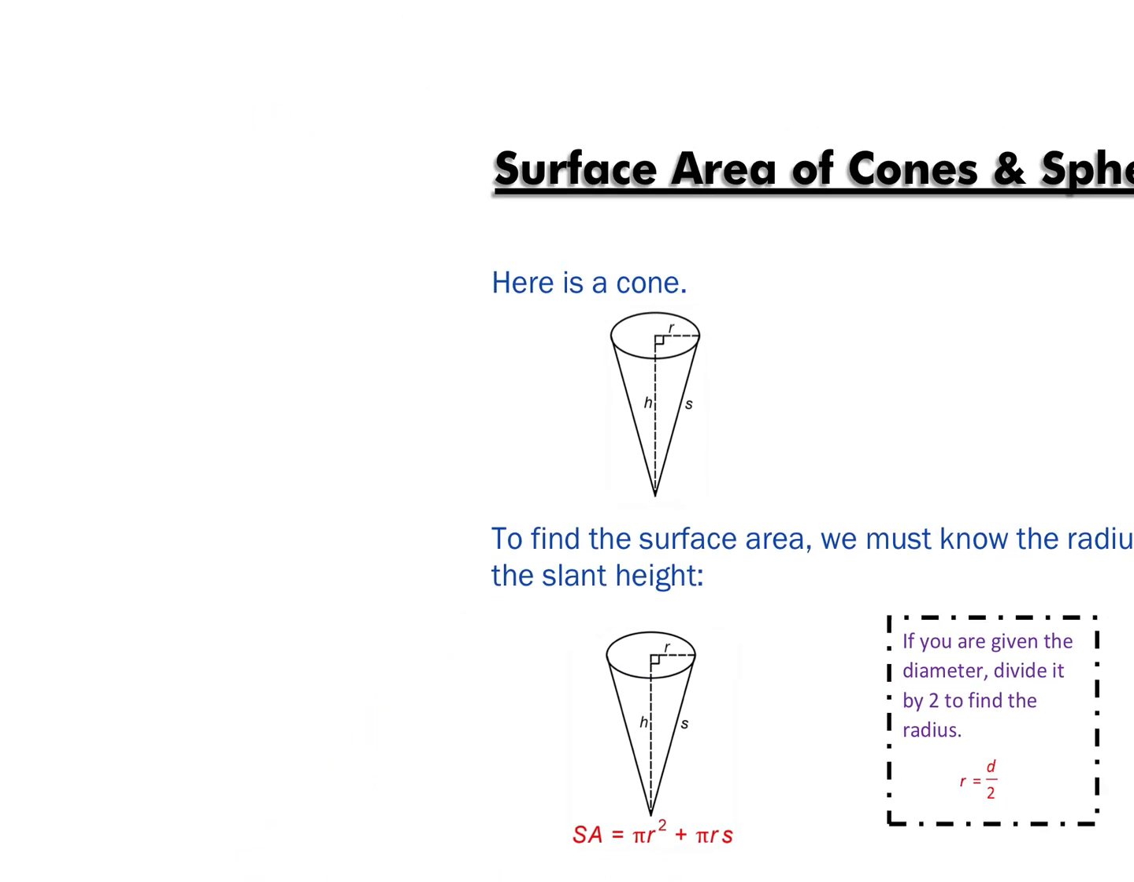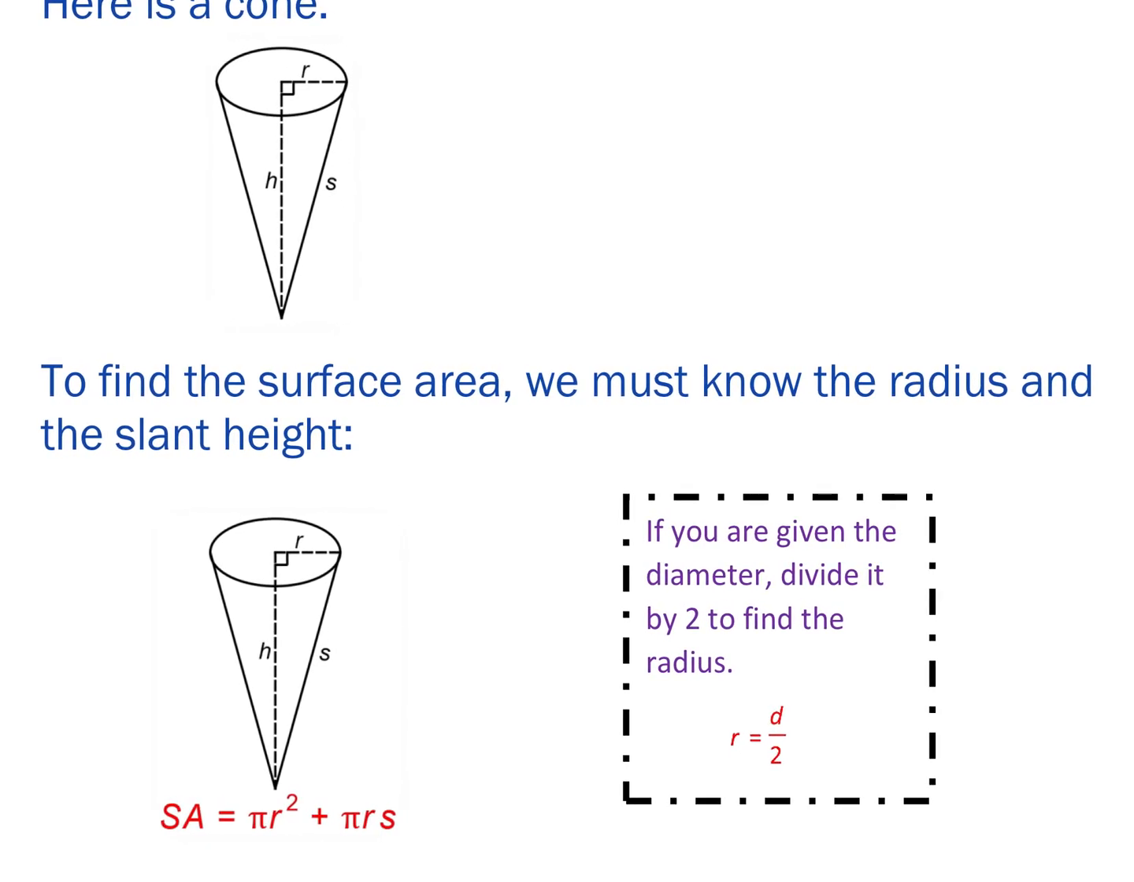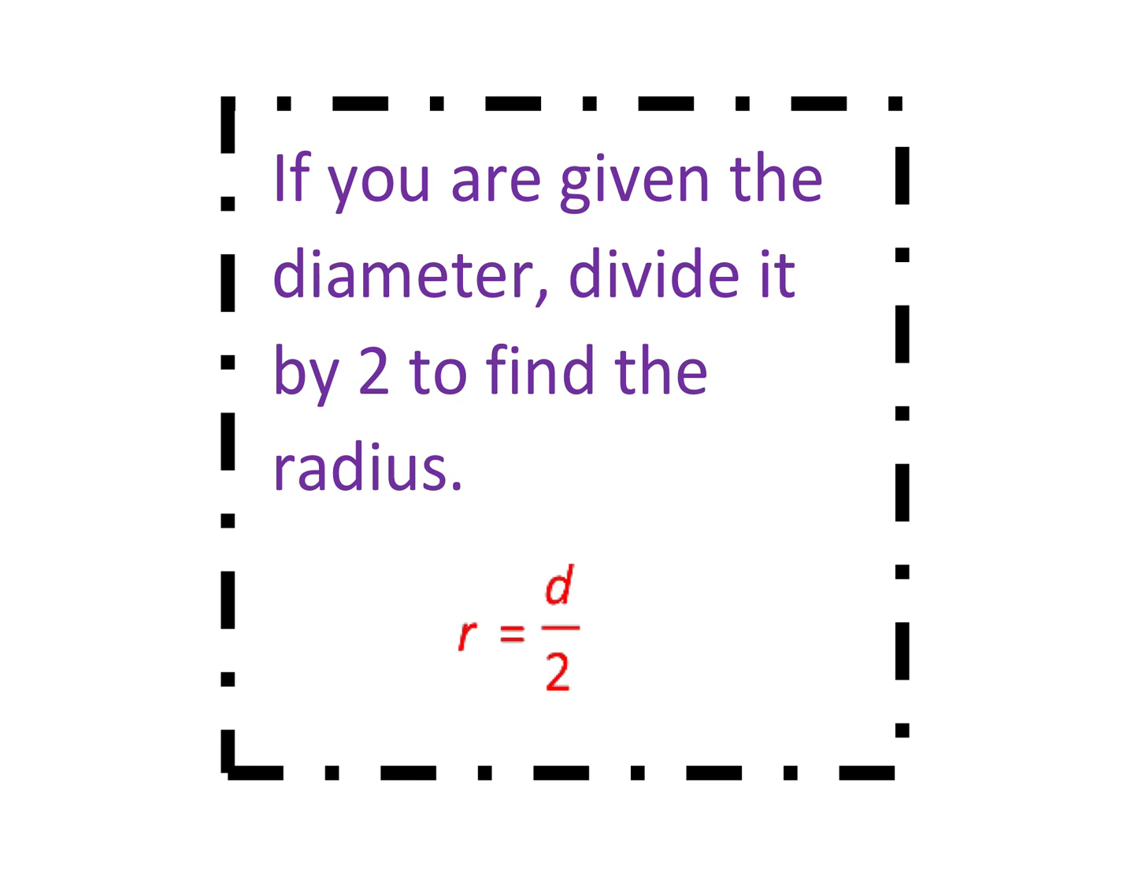To find the surface area, we must know the radius and the slant height. Now, sometimes you won't be given the radius. Sometimes you'll be given the diameter. And if you're given the diameter instead of the radius, all you need to do is divide the diameter by 2, and that will give you the radius.